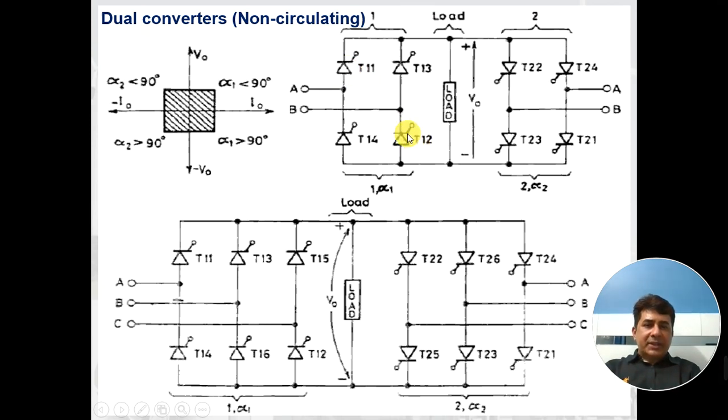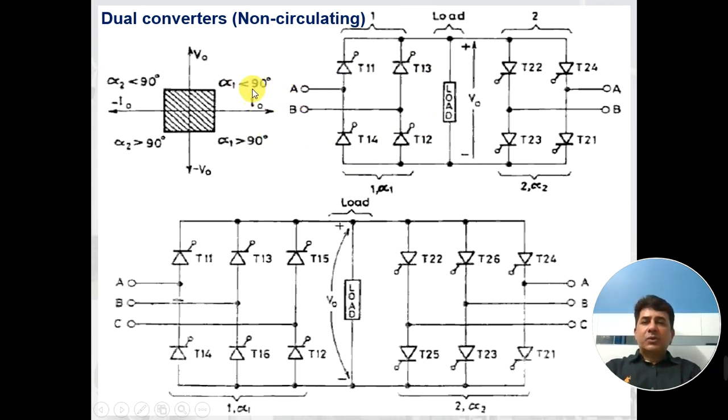When this is operated for alpha less than 90 degrees, the output voltage will be positive here and the current will flow from top to down, and we will get the operation in quadrant 1. Now if we increase the value of alpha to more than 90 degrees for this converter, then the load voltage will reverse. It will become negative here and positive here, while the direction of current will remain the same, from top to bottom. During this time we will get the operation in this quadrant. So by operating converter 1, that is the converter at the left side, we can get the operation in these two quadrants.